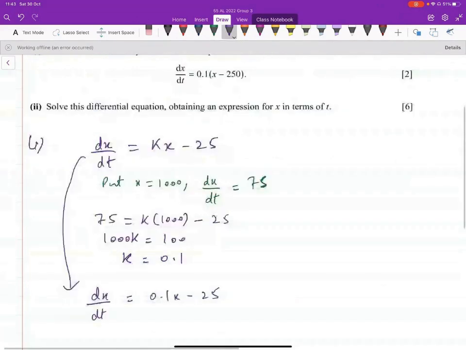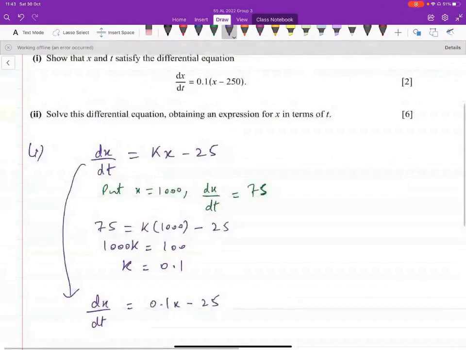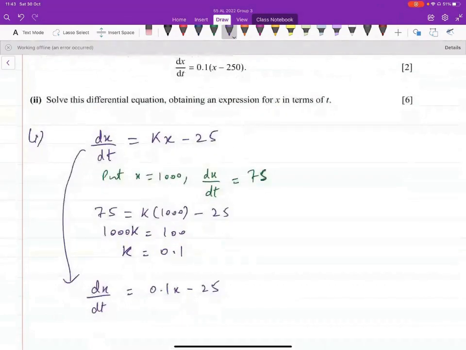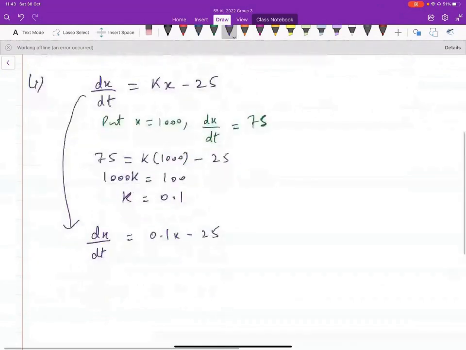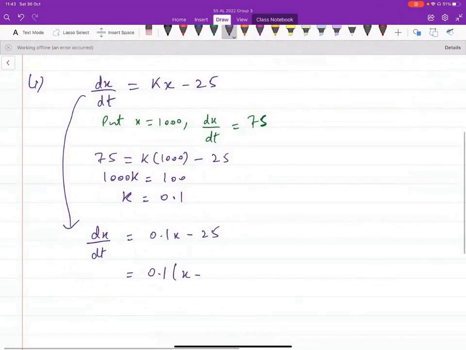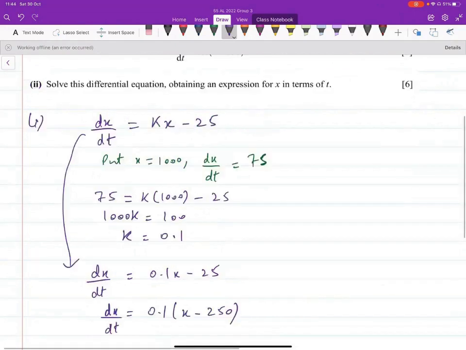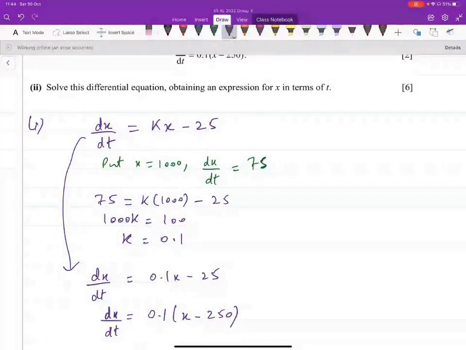Now what were we given? 0.1 into x minus 250. How can we make it that? Take 0.1 common, right? 0.1 common ले लेंगे. So we get 0.1 times x minus 25 over 0.1, which is 250. This is what we have. So this is the equation that we had to form. Is that okay? Any questions on this? No? Okay, let's try another one.